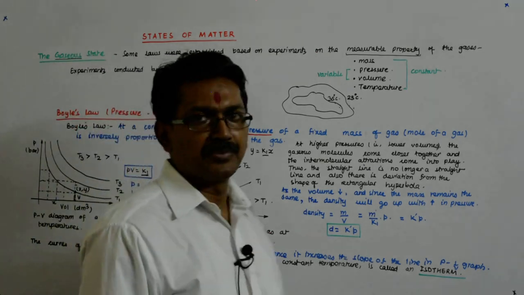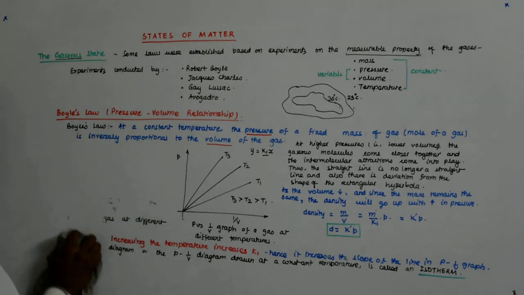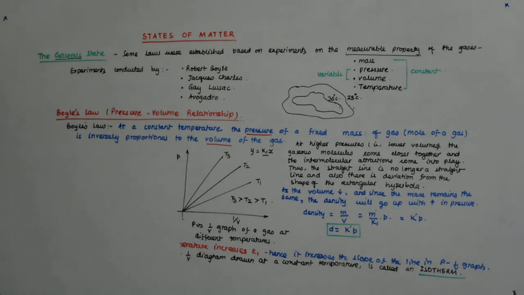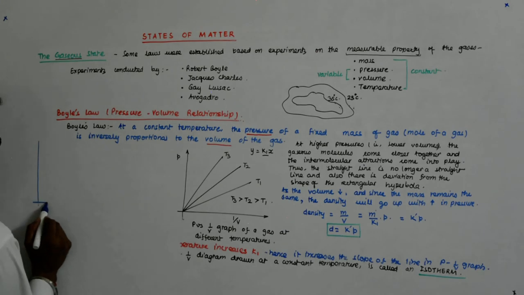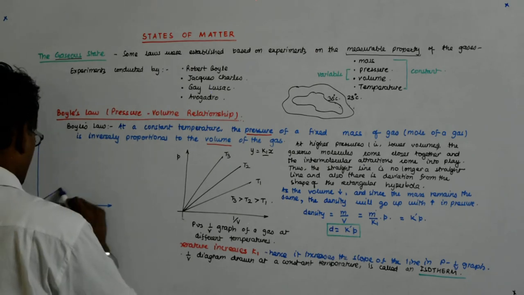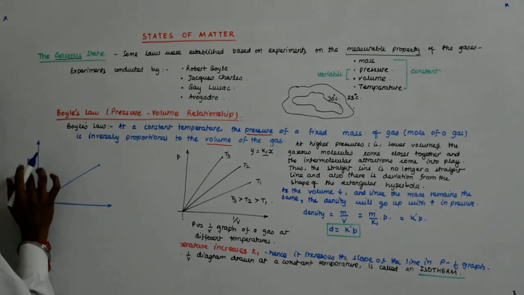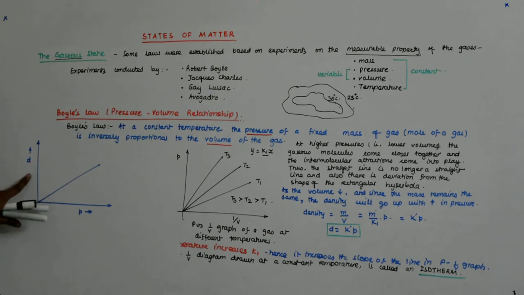Okay. Now what happens? So let us plot it. It'll be a straight line? Fine. Plot it. So density versus pressure. This is pressure. This is density. Is it something like that? Fine.